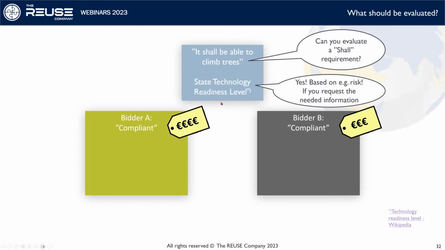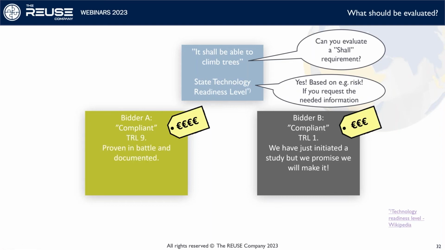Again, ask for more data. In this case, perhaps you would ask for technology readiness. How mature is your product, bidder A and bidder B? How mature is it? What risk will I run if I would contract any of you to do this? And this is where you often have very interesting information.